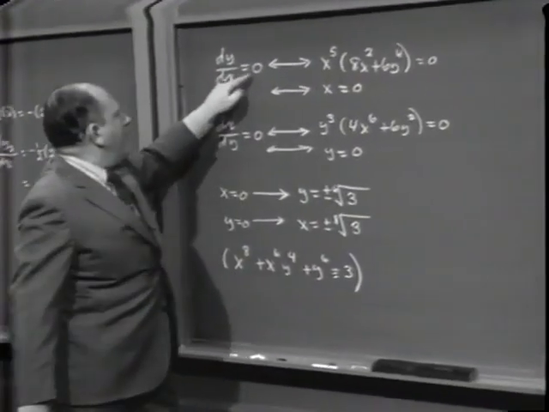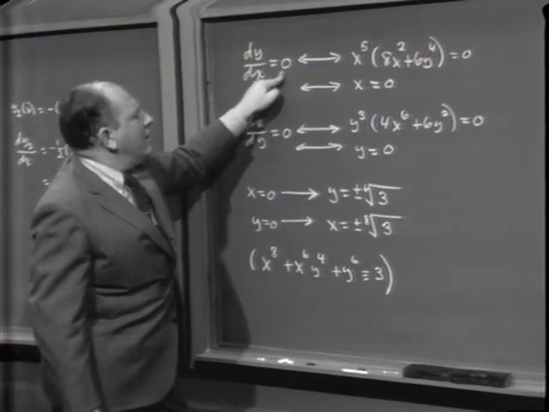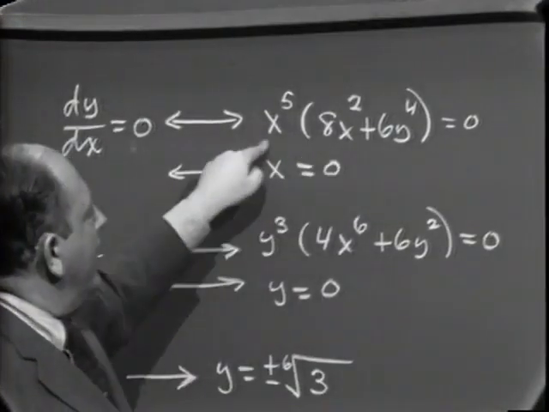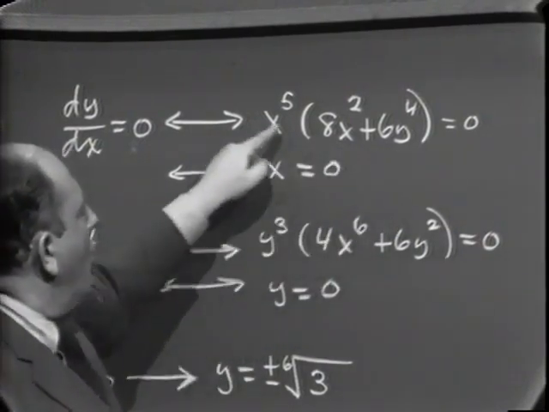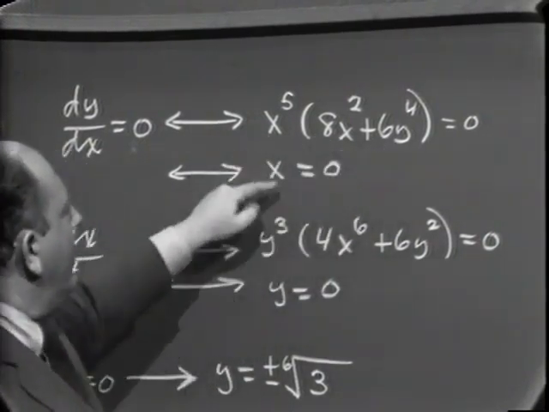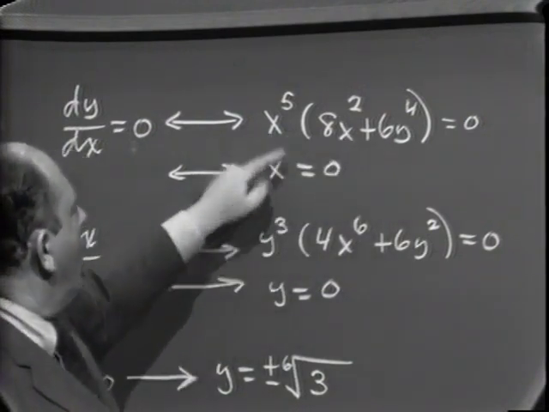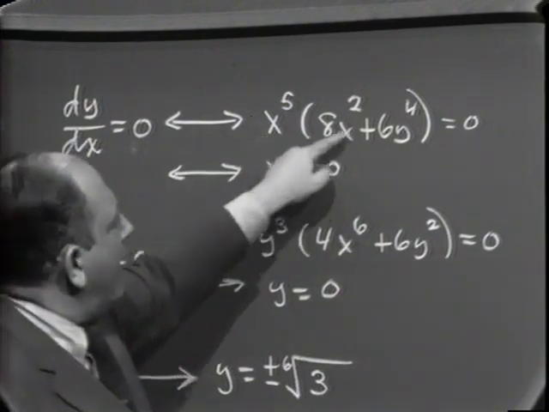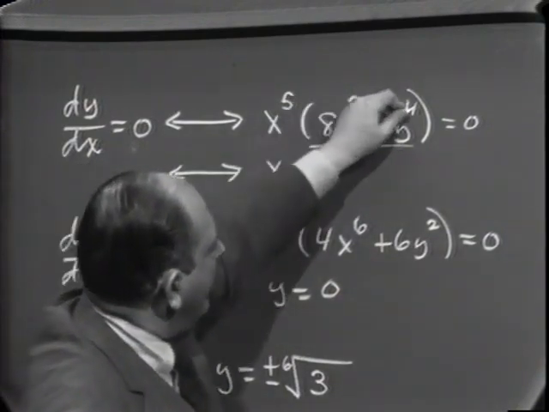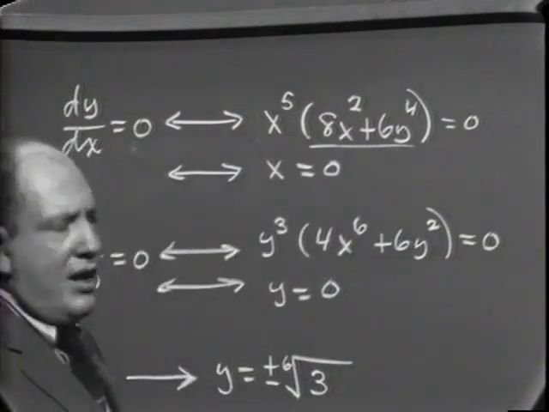In other words, dy/dx will be 0 when my numerator is 0. My numerator can be written in this particular form. And by the way, here's again an interesting point. When will this expression be 0? And the answer is when either of these two factors is 0. Well, the first factor is 0 when x is 0. And the second factor is 0, since these are even powers, only when x and y are both 0.